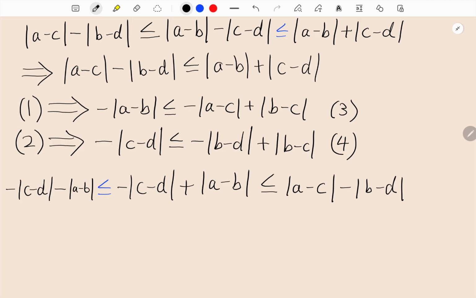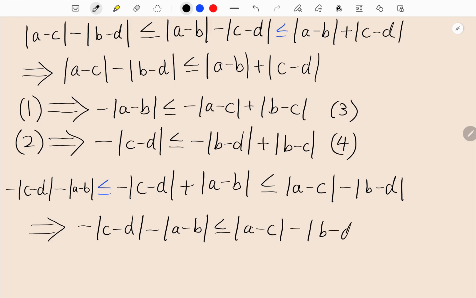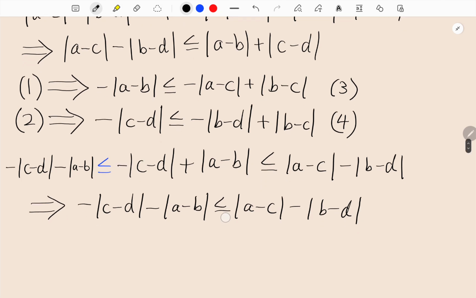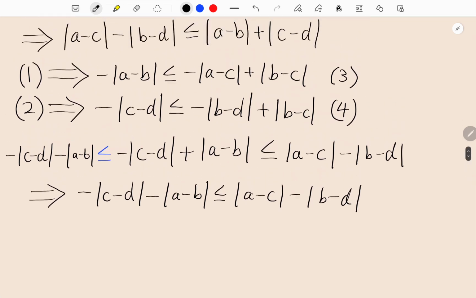So then this would imply that the negative absolute value of c minus d minus the absolute value a minus b is less than or equal to the absolute value a minus c minus absolute value b minus d. So here, due to transitivity, if this is less than or equal to that, and this is less than or equal to that, then this is less than or equal to that. Okay, cool. So what does this mean?